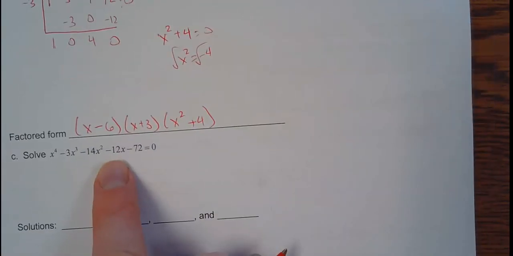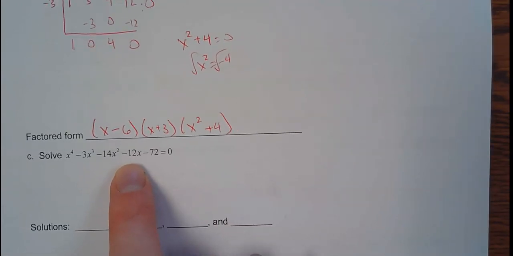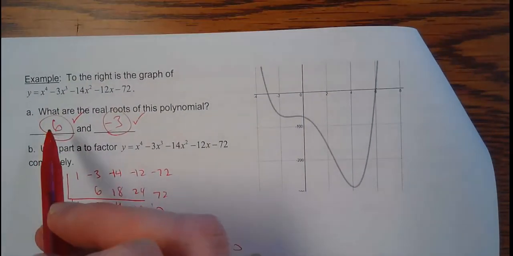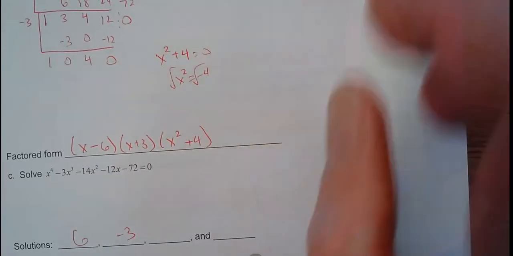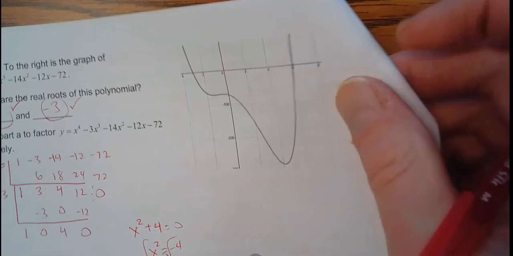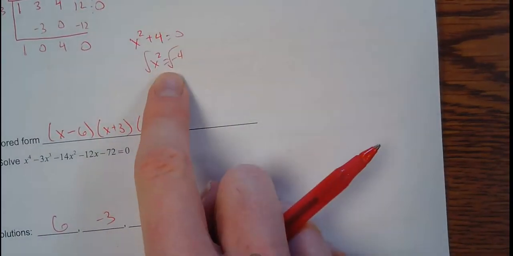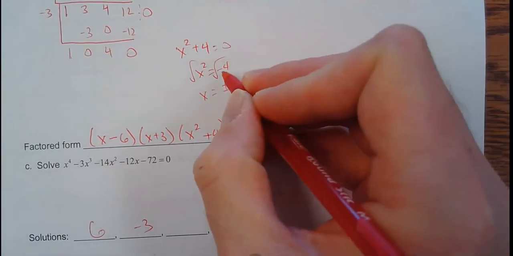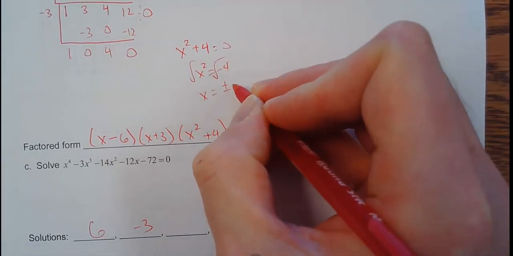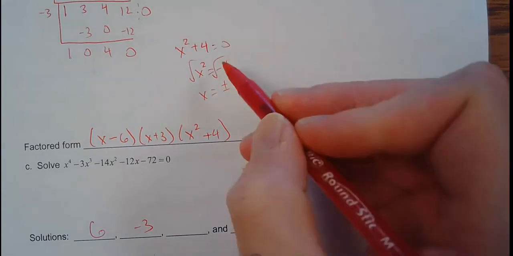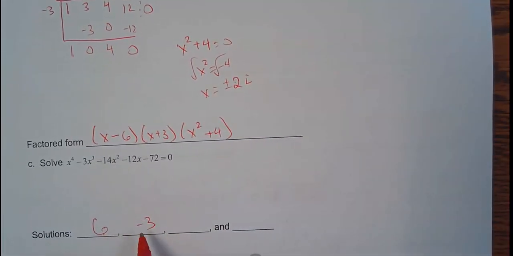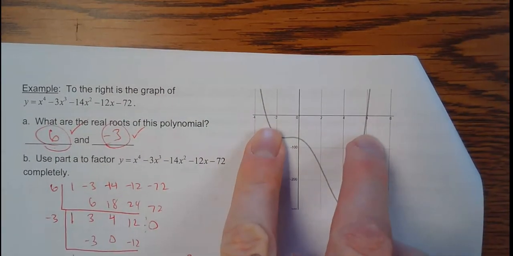So down here, if I want to go ahead and finish solving now, my solutions are the 6 and the -3 from above. Don't forget those. Just copy those down. We already found them, and those are from the graph. We just looked at the graph and saw them. And then what's left here, let's keep going with this. x would equal plus or minus. Remember, if there's a negative under there, then there's going to be an i in my answer. And what's the square root of 4? 2.